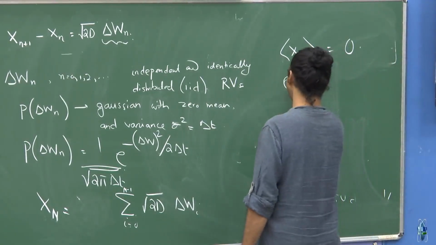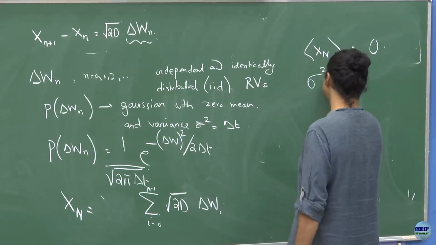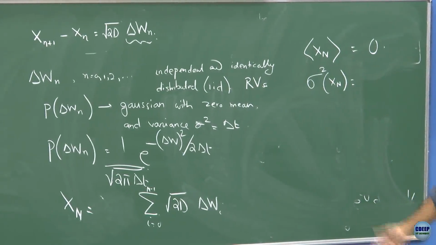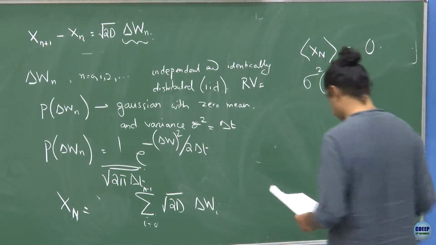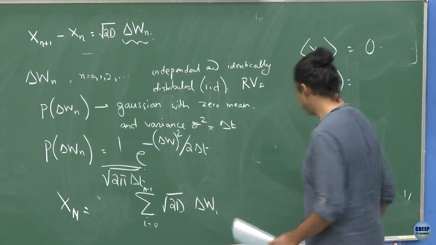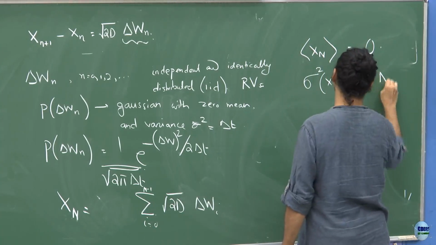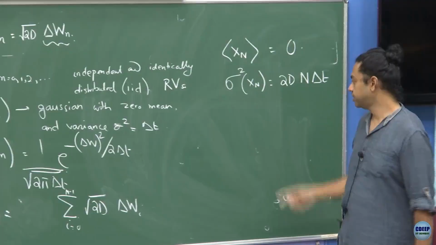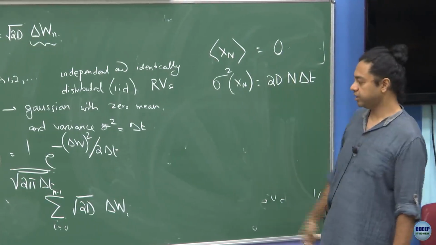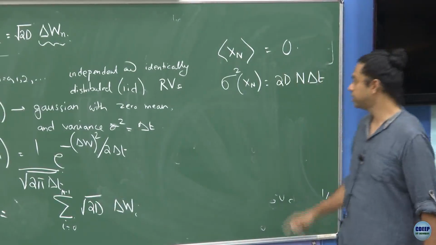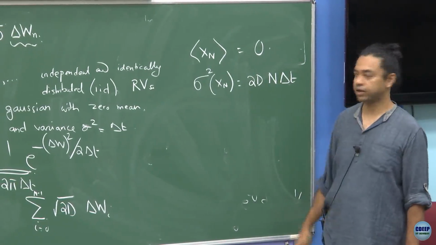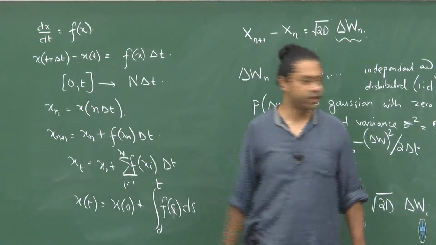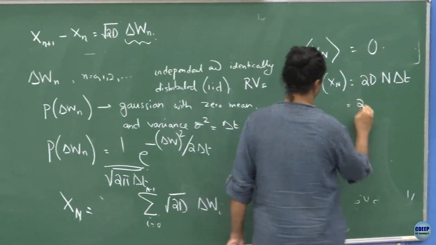What is the variance of the sum? Sigma square of x n is the sum of the variances again, and therefore there is this 2d over here. So, 2d n times delta t, because each variance is delta t. There are n summations, so n times delta t, and there is a square root 2d sitting in front. Therefore, I have 2d n delta t. N delta t is what? N delta t is my total time that has evolved, 0 to t. So this is 2dt.